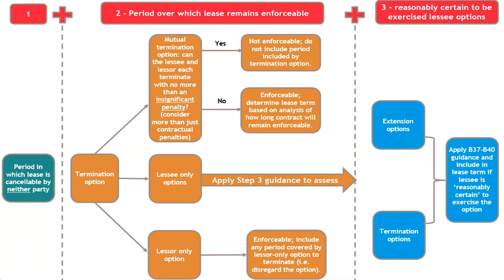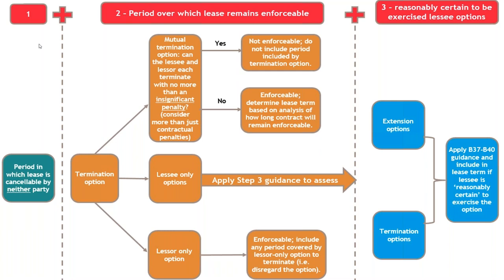If only the lessee has a termination option, you look at step three, and now you have to assess whether they're reasonably certain to exercise these options. And you look at extension options and termination options; there's guidance, the guidance that I've just referred you to. So I think this diagram is really important, and it illustrates all the difficulties around coming up with an appropriate lease term. And the key message from IFRIC is it's not just the legal enforceable term.